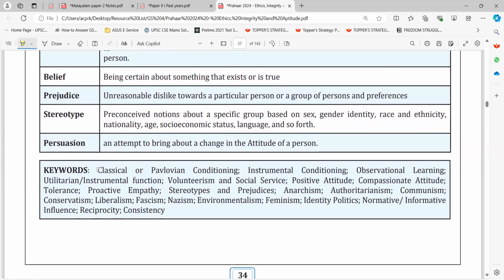Okay, keywords: classical or Pavlovian conditioning, instrumental conditioning, observational learning, utilitarian or instrumental functioning, volunteerism and social service, positive attitude, compassionate attitude, tolerance, proactive empathy, stereotypes and prejudices, anarchism, authoritarianism, communism, conservatism, liberalism, fascism, Nazism, environmentalism, feminism, identity politics, normative or informative influence, reciprocity, and consistency.